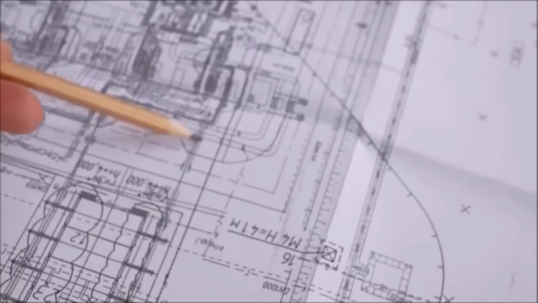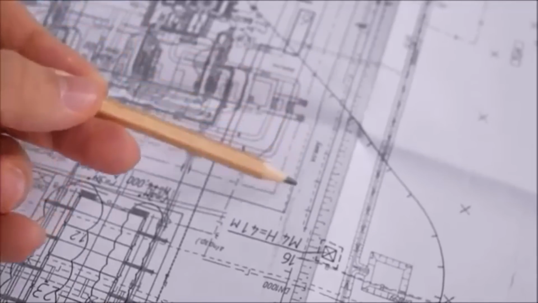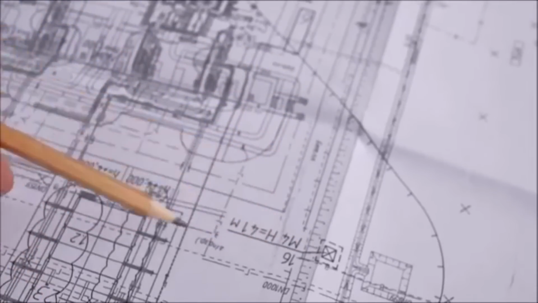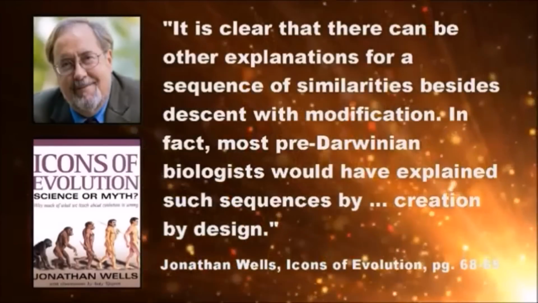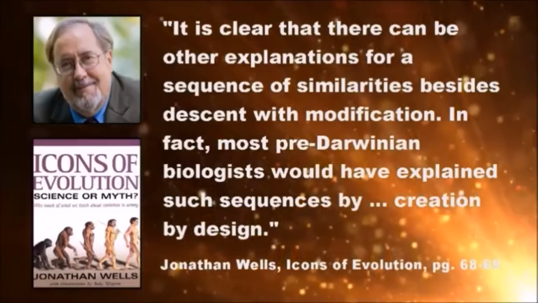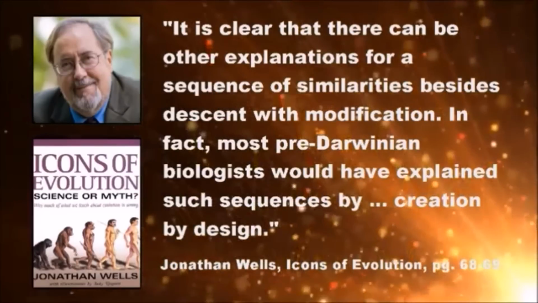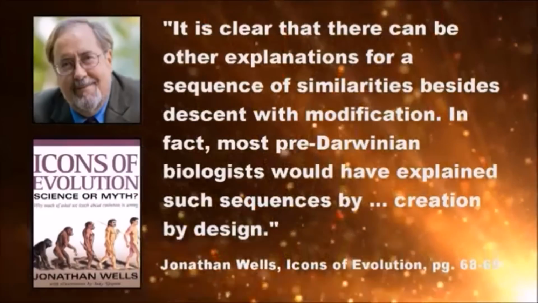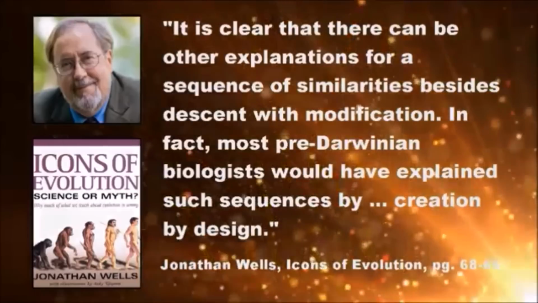Thus, this example actually served to undermine his point and so has become known as Berra's blunder. The fact of the matter is that intelligent beings use useful models and plans over and over again for different purposes. Thus, homologies are explained equally well by a common design plan as they are by common ancestry. According to Jonathan Wells, it is clear that there can be other explanations for a sequence of similarities besides descent with modification. In fact, most pre-Darwinian biologists would have explained such sequences by creation by design.